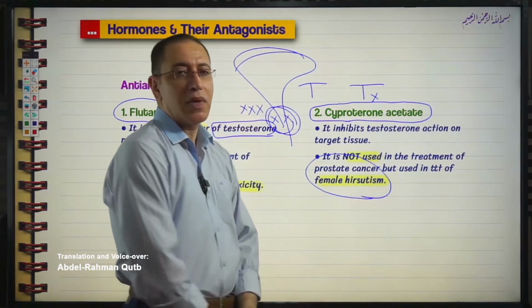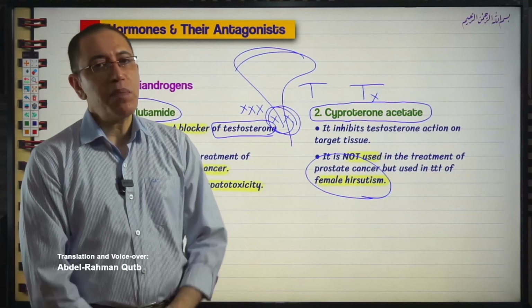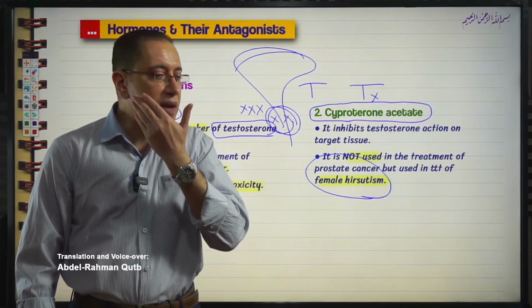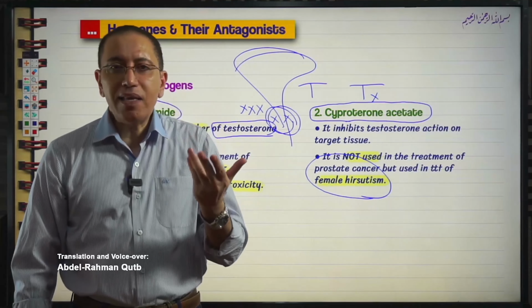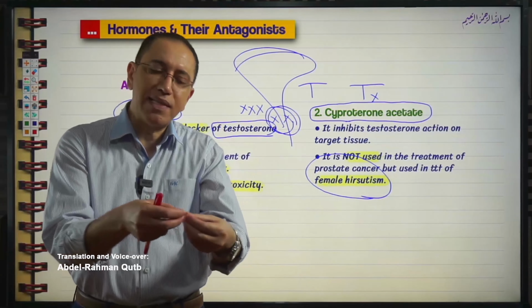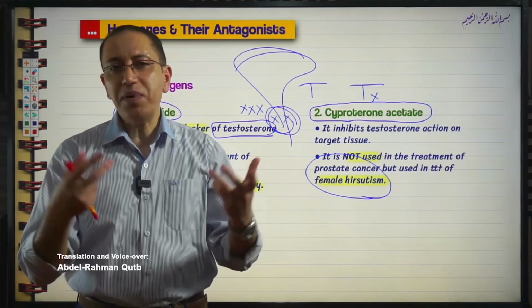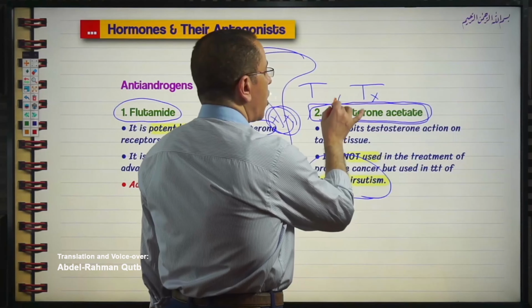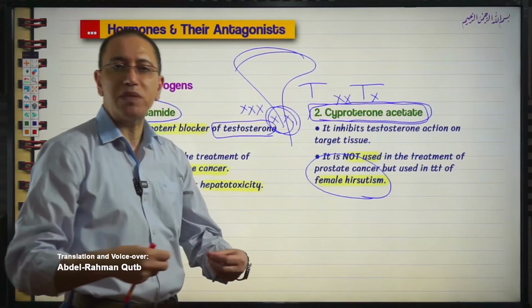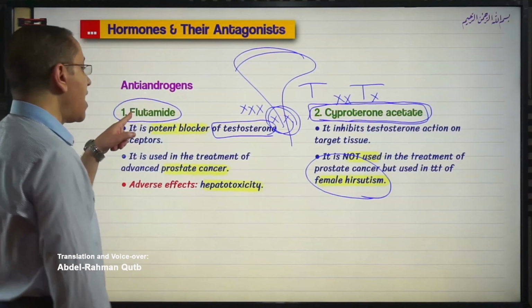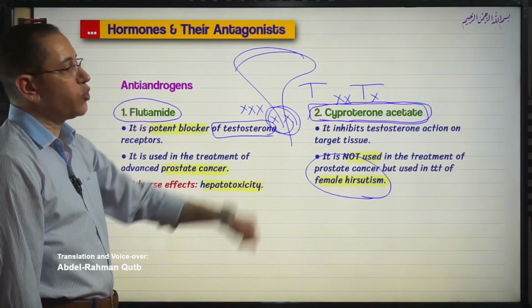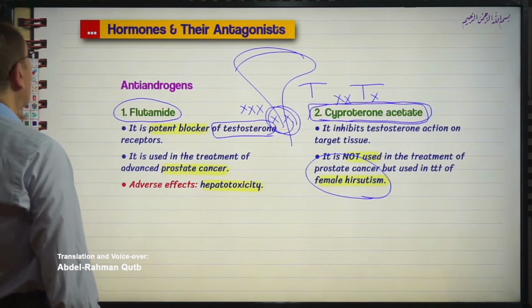A woman may come to your clinic complaining of hirsutism, hair growing on her face or on her chin. Why does hair grow on her face or chin? It's because she has a slightly high level of testosterone. Give her this cyproterone acetate. It's a weak drug and her body can withstand it, but don't give her flutamide, because it's a potent blocker. It's used for prostate cancer, unlike cyproterone acetate.